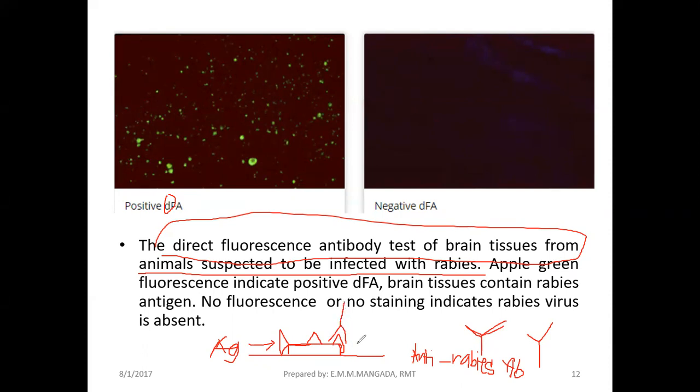So we have now what we call your antigen. This is your antigen and this is your antibody. Antigen, antibody, complex. Okay? So there is binding of our rabies antigen plus our anti-rabies antibody. So we call this your antigen antibody complex. Okay? So that's how it is, guys.